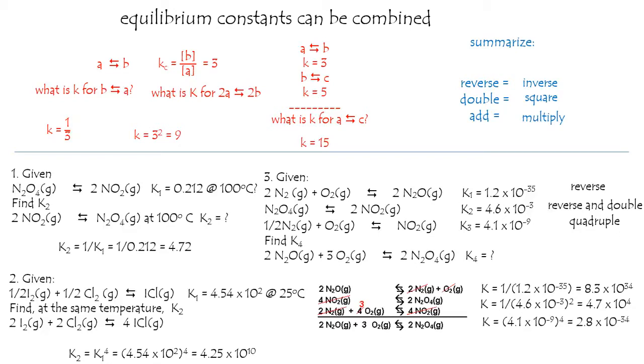We're going to add them up, so for the K values, we'll multiply them all together, and we get a value of 1.1 times 10 to the 6th for the desired reaction. Equilibrium constants can be combined.